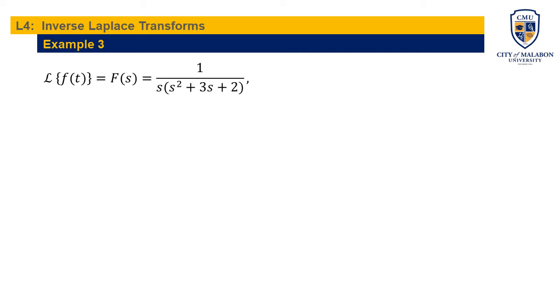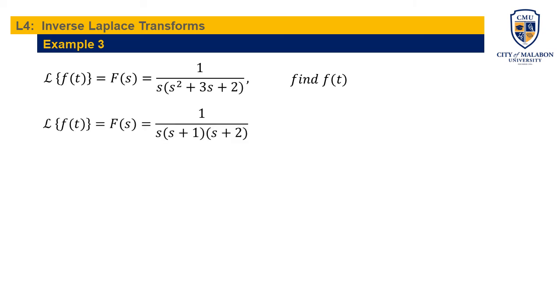So, for this example, we are given, again, parang example number 1 and example number 2 na pinagsama dahil may nakikita na naman tayong s dyan. Maaari, we're not sure, but then let's try to solve yung example na yan. So, we are to find f of t for the Laplace transform given 1 over s times s squared plus 3s plus 2.